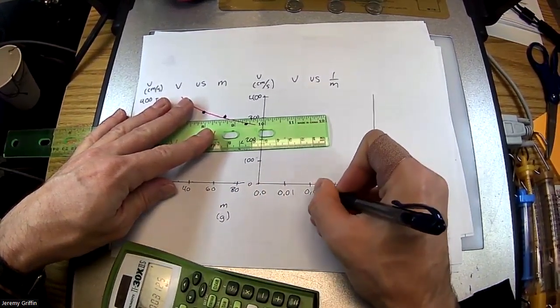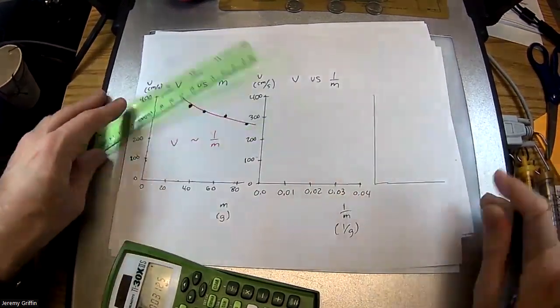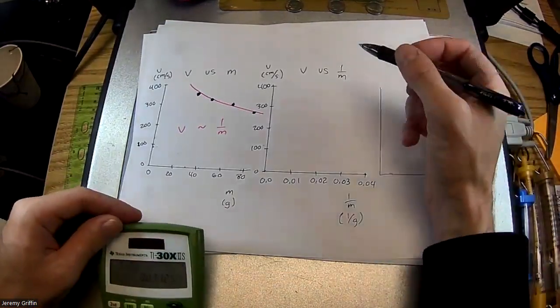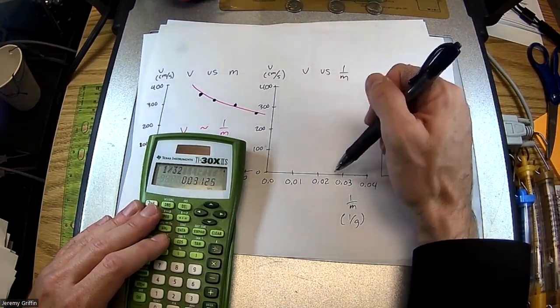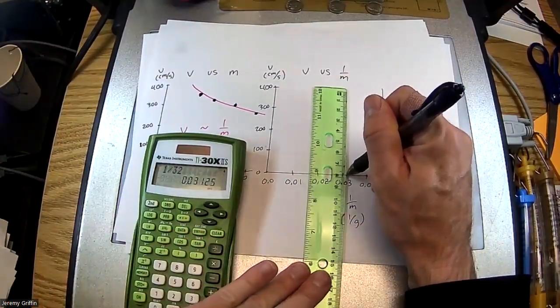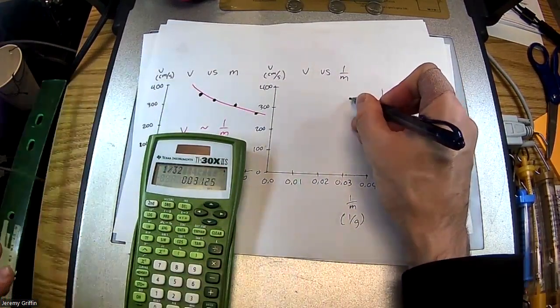0.01, 0.02, 0.03, 0.04. There. All right, let's get some data points. What's one data point here? 357, right about there. Okay.